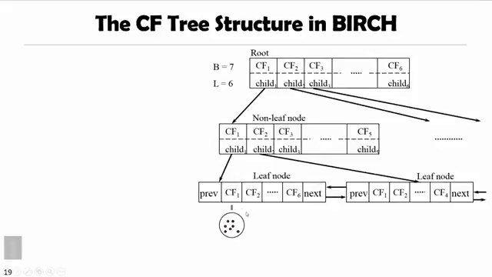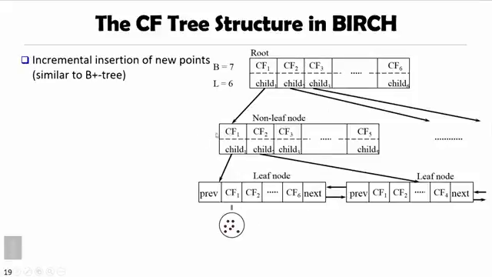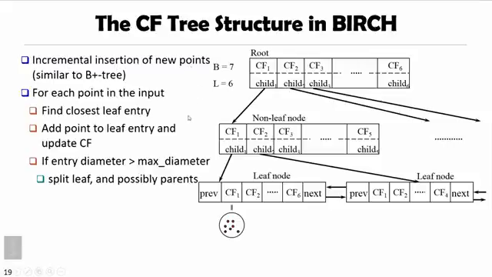The CF tree structure is very much like a B plus tree. We can do incremental insertion of new points. That means when a new point comes, we start from the root and traverse to find the closest leaf entry. We add the point to the leaf entry and update the clustering feature, CF. If this entry's diameter is greater than the maximum diameter, then we split the leaf, and possibly even split parents, based on the B plus tree algorithm.